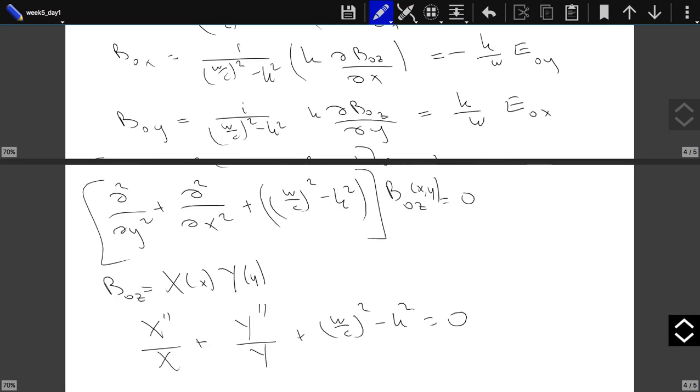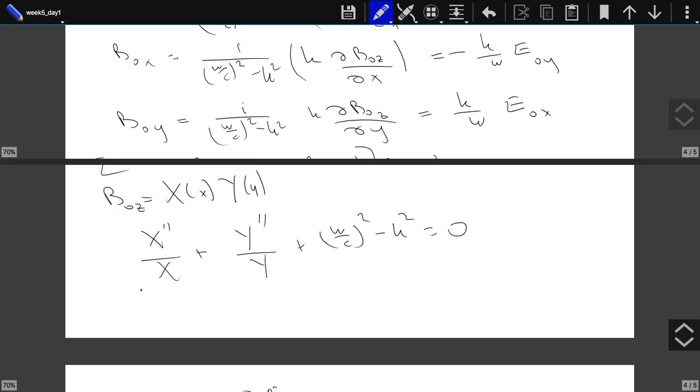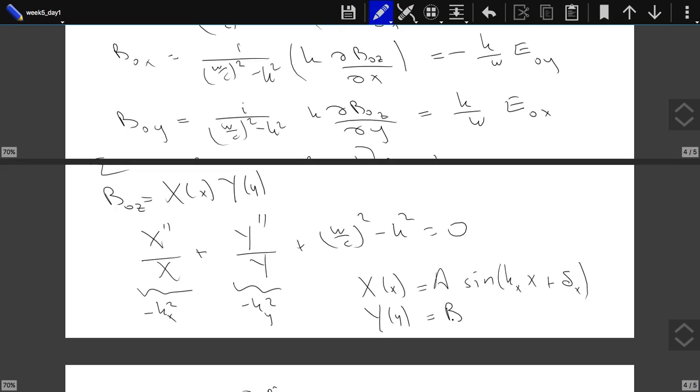Now I can write the solution to this equation. I will call this one minus kx squared. This is minus ky squared. So X as a function of x will be some a sine kx times x plus delta x. Y will be b times sine ky times y plus delta y. And furthermore, my equation is satisfied only if k squared is equal to omega over c squared.